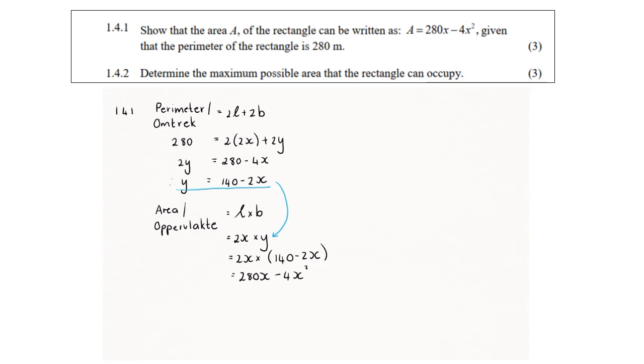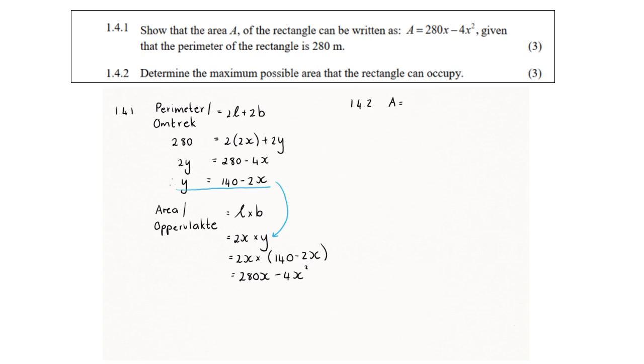In the next question, they ask us to determine the maximum possible area that the rectangle can occupy. As I've said in the previous slide, to determine the maximum possible area, there are 2 possible methods. First of all, you can rewrite the quadratic expression for the area in completed square form, and from there you can determine the maximum possible area. Or you can make use of the equation of the symmetry axis and then determine the maximum area. So let's look at the first method.